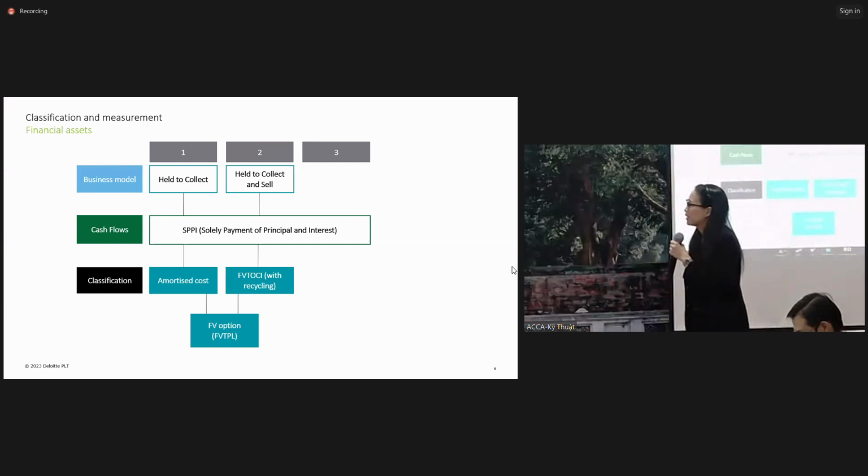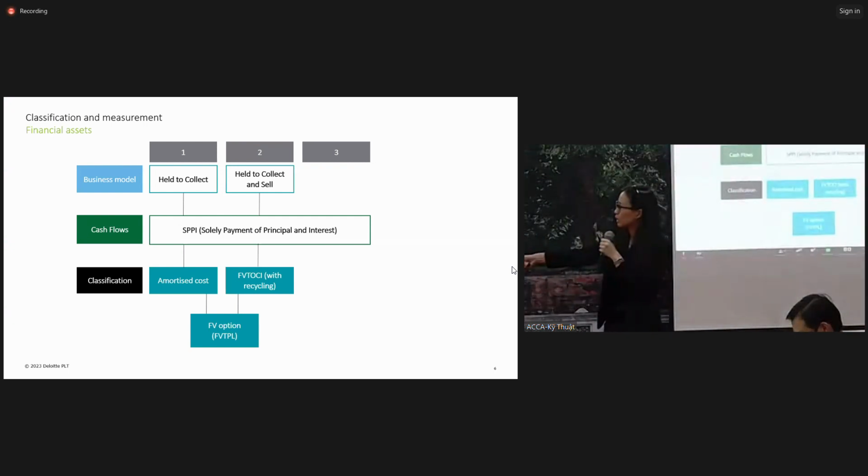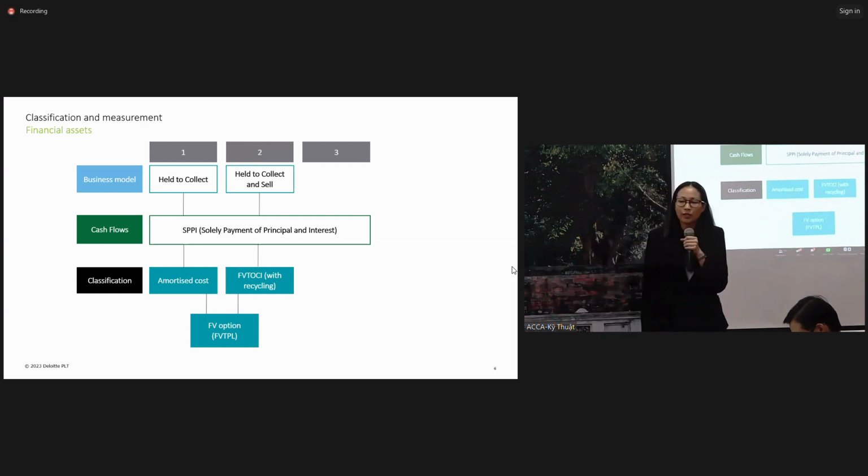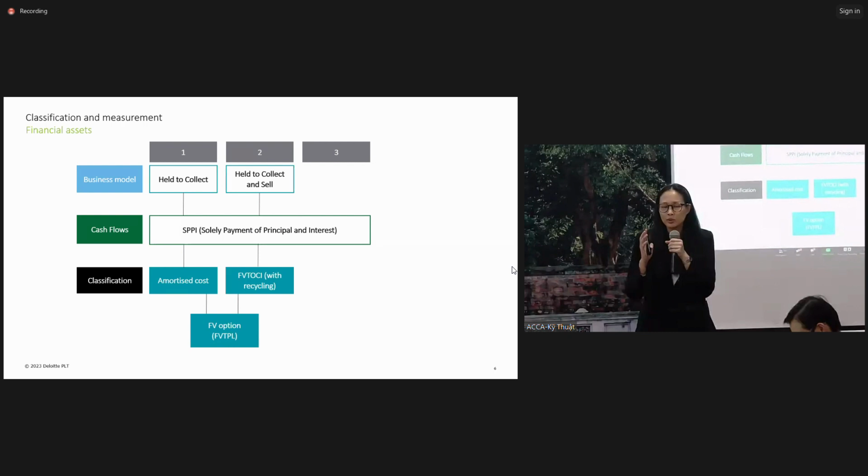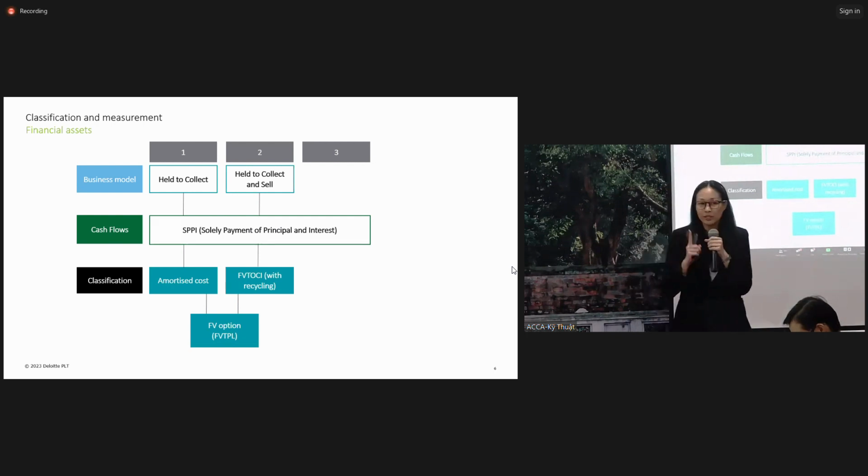Okay. Then in terms of these two categories, the preparer is able to designate, so they can intentionally select to account for this as fair value to P&L. Okay, so this can only be done on the initial recognition of the financial asset, and it cannot be revoked. So the moment the preparer decides to do it the first time, he cannot change his mind after that. It's only a one-time designation.